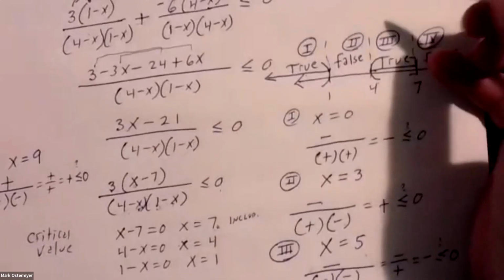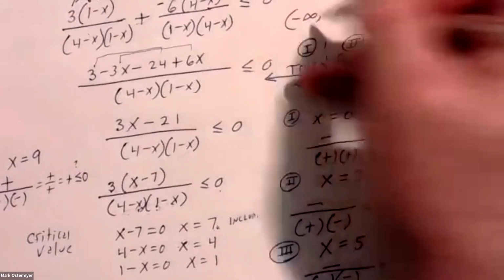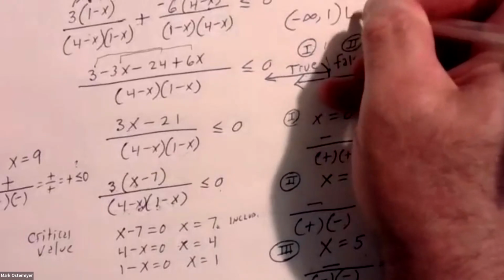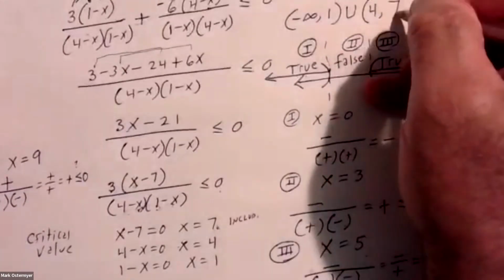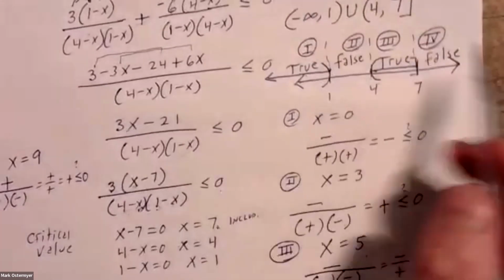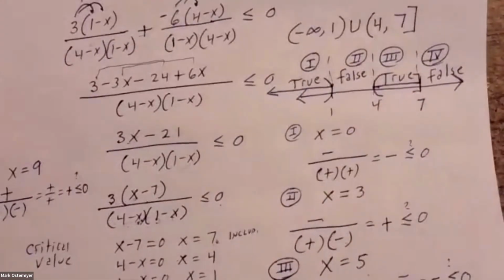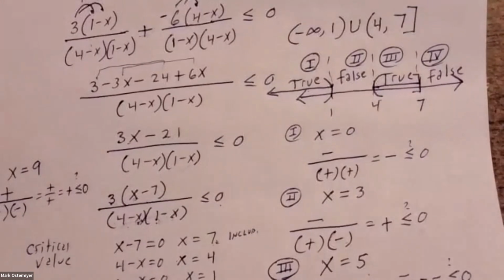In interval notation, our solution set would be from negative infinity up to 1, but don't include 1, in union with 4, but don't include 4, up to 7, and include 7. And there you go, ladies and gentlemen, we are done. We have solved this rational inequality.